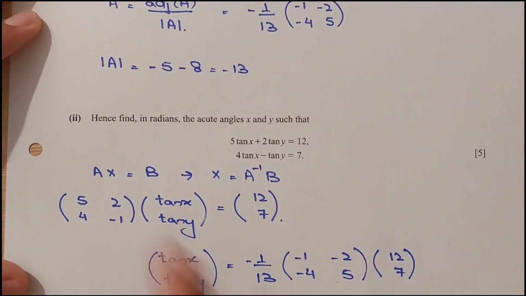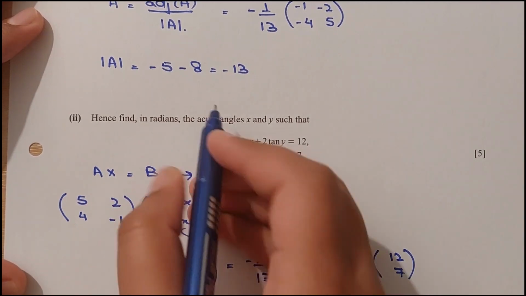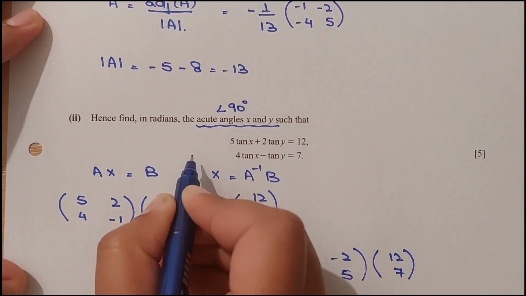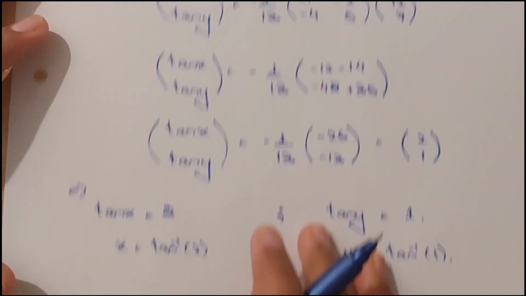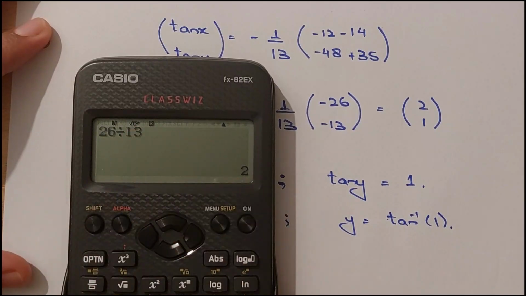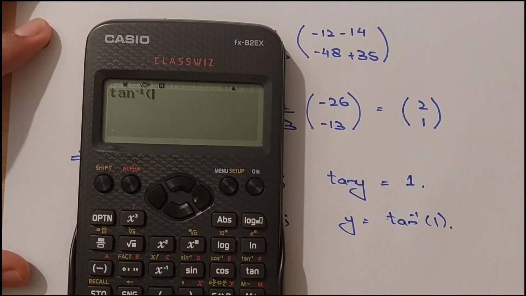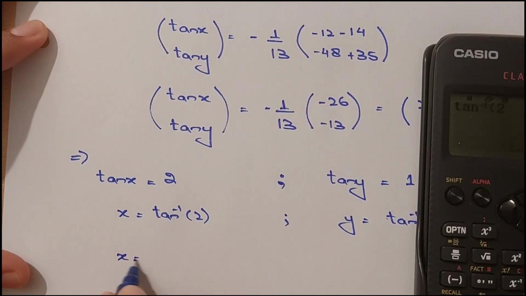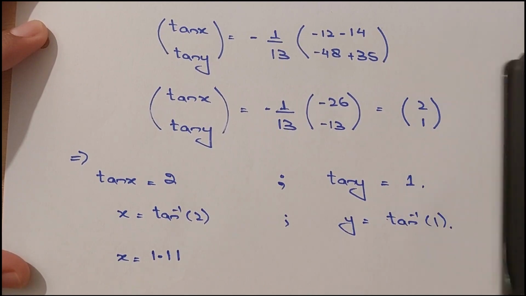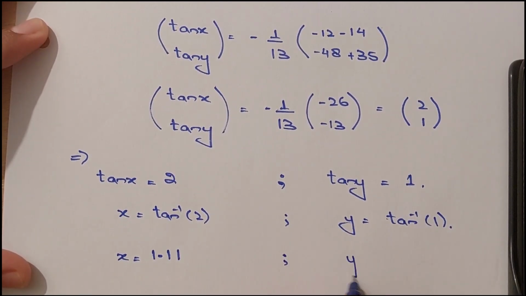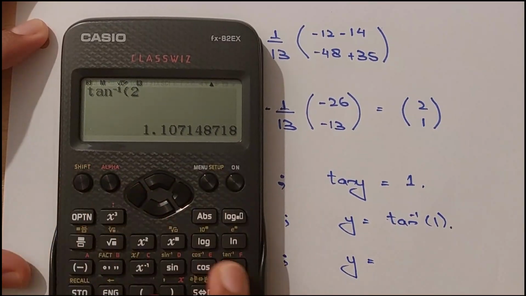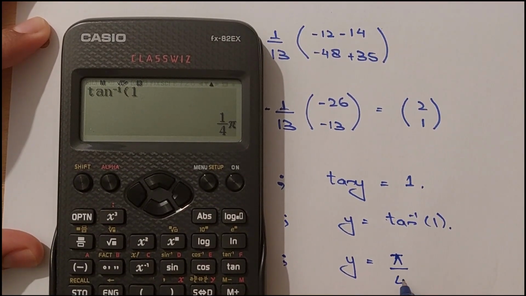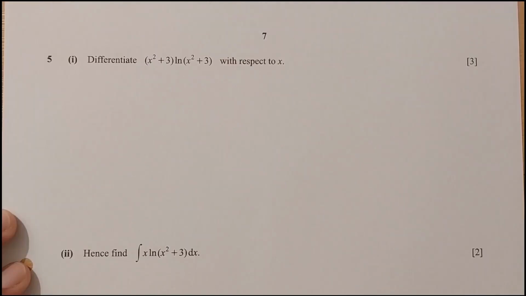The question says, hence find in radians the acute angles x and y. An acute angle is an angle less than 90 degrees, so the answer must lie in the first quadrant, and it must be in radians. My calculator is already in radians. So tangent inverse of 2 is 1.11, so x equals 1.11. And y equals tangent inverse of 1, which is pi by 4, 45 degrees. So both are acute angles.